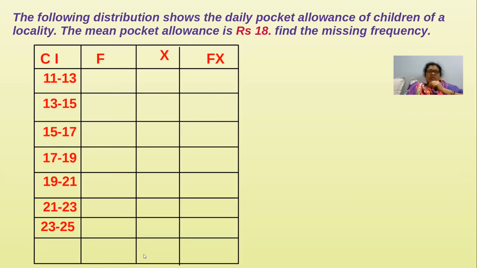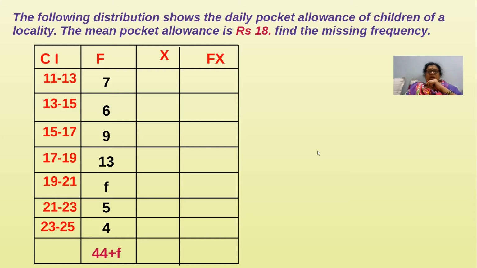So here in this table, these are the class intervals and this is the frequency. Look at the frequency. One frequency is missing. See here, it is represented as small f. So you have to find out this f value when the mean value is given. That is, the answer is already given.